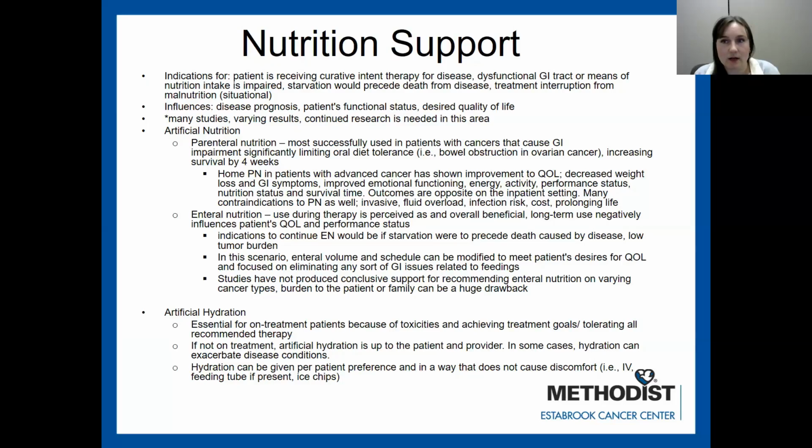impaired patients. A lot of our female gynecological cancers require some sort of parenteral nutrition along the way. And this can increase your lifespan by about 4 weeks. So for patients with advanced cancers, if they're able to go home on parenteral nutrition, if that was the indicated type of nutrition support, and they are able to receive that at home, this has been shown to improve overall quality of life.